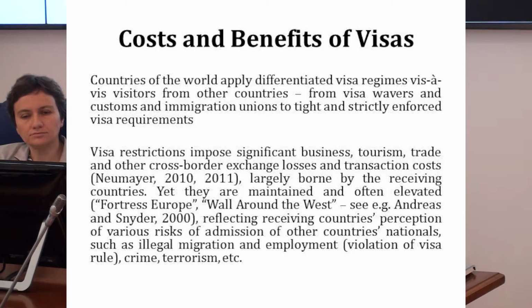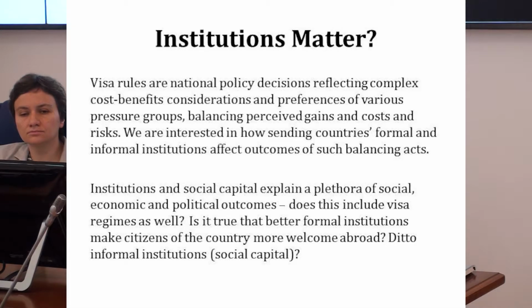Now, we all know that institutions matter for pretty much everything. Visa regimes reflect complicated public choices made in the receiving countries because different groups have different preferences and attitudes over visa regimes. And we would like to see if institutions affect these choices. Institutions, formal and informal, formal institutions of social capital, explain a plethora of social, economic, and political outcomes. So let's see if they explain visa regimes as well. And primarily, is it true that if you improve institutions, then visa regimes become more favorable for a given country?